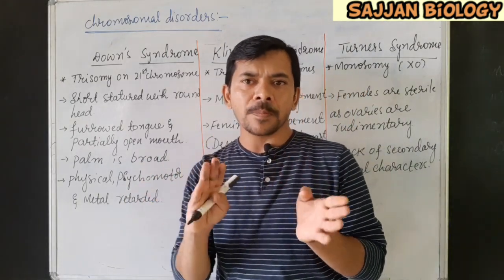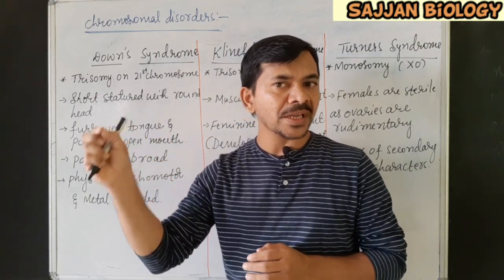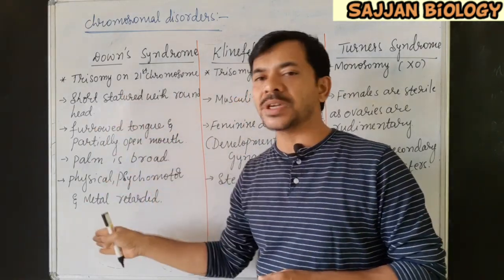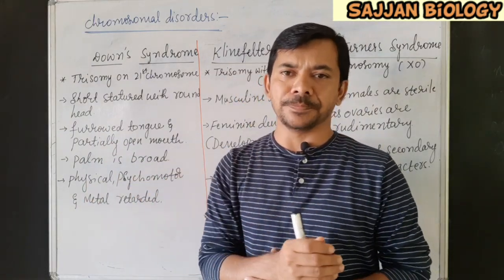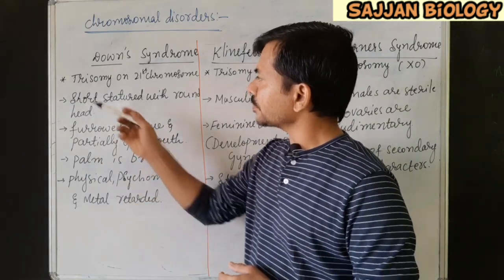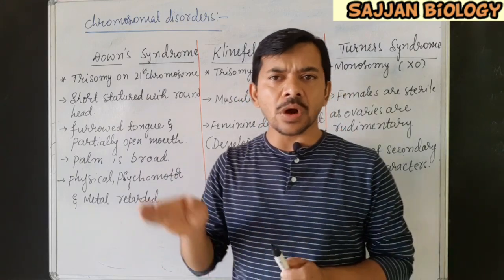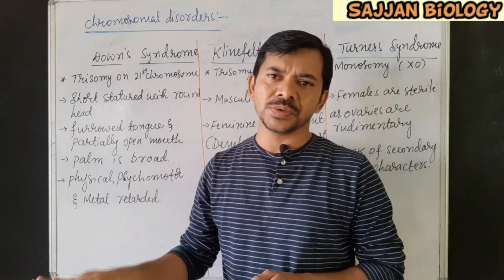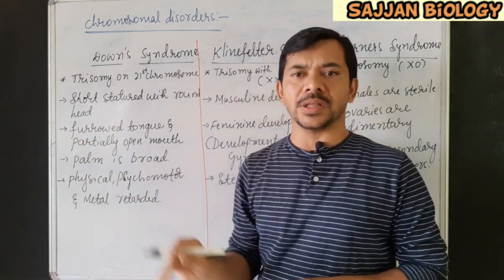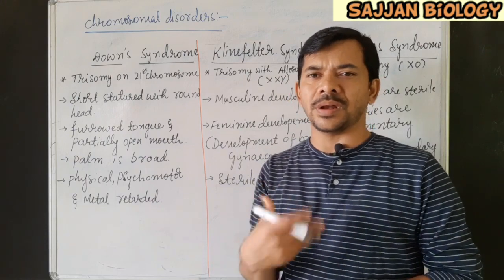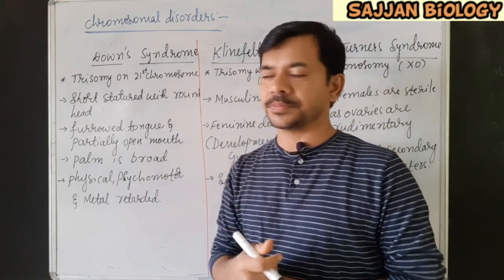There are a total of 23 pairs of chromosomes, and if one extra chromosome is added to the 21st pair, these are the symptoms or characteristic features exhibited by the affected individual. You can see here short stature with a round neck. Short statured means the height is much lower than the normal height. It appears a bit different; I will show it in the picture.